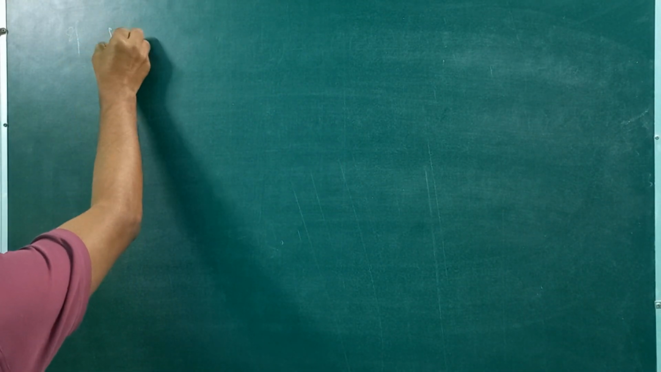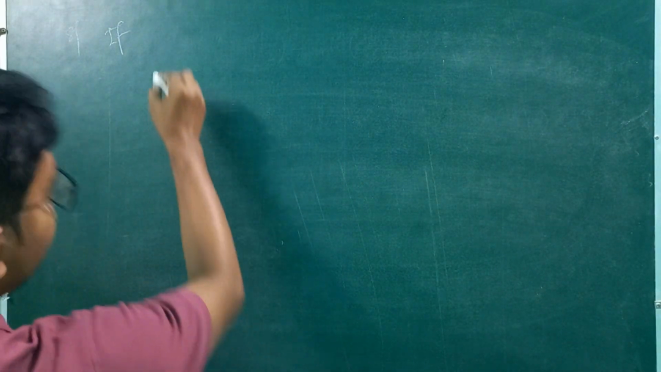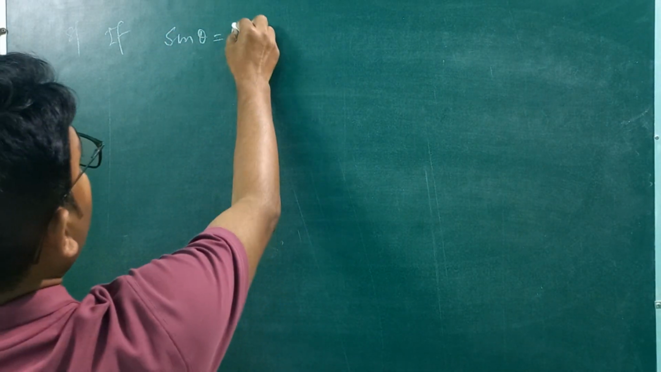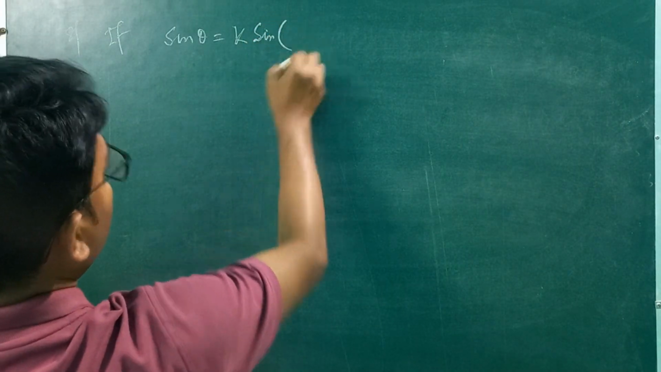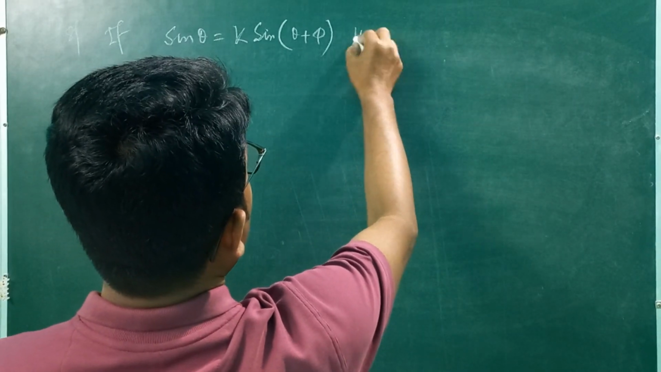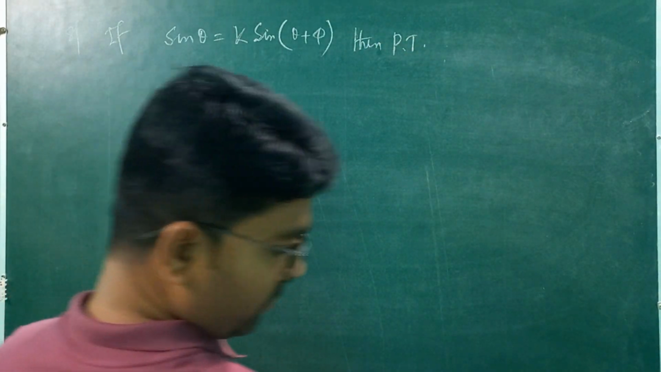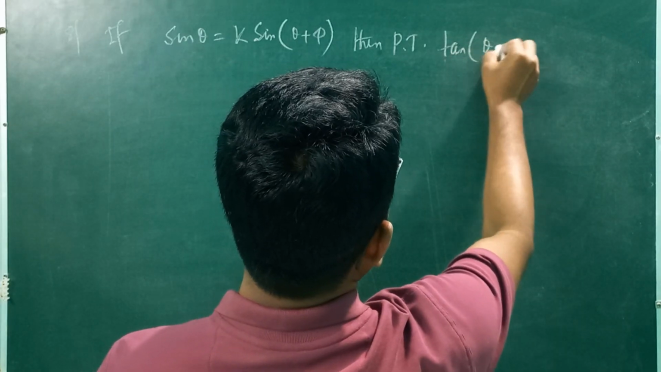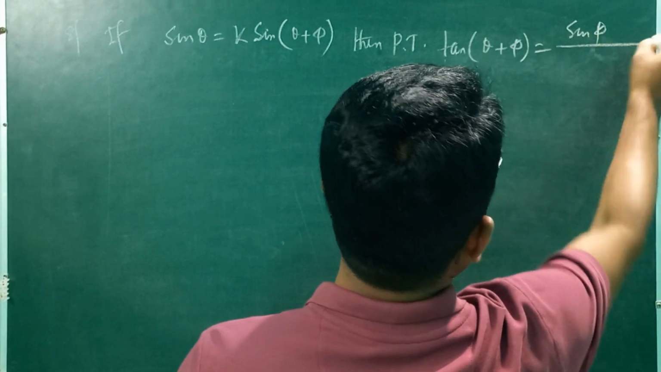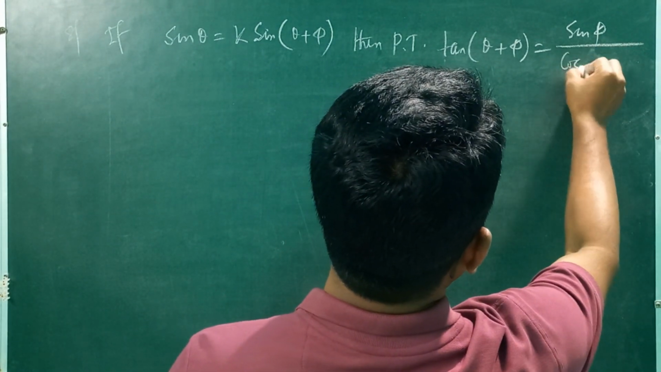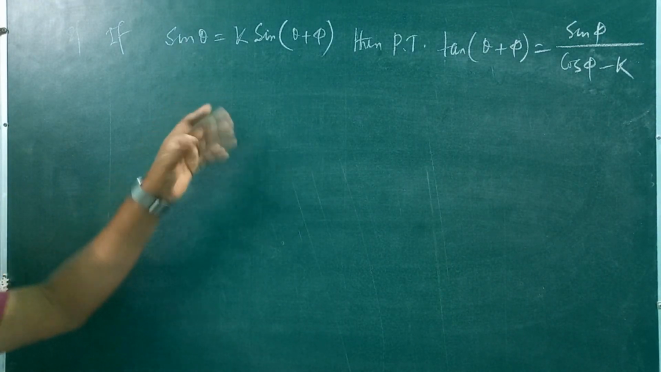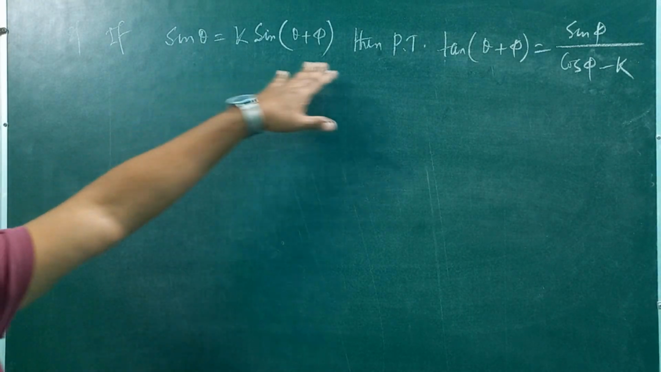This one very important. Here is a condition, if sin theta equal to k into sin theta plus phi, then prove that tan theta plus phi equal to sin phi by cos phi minus k. That is our problem. Everyone attend to the problem.